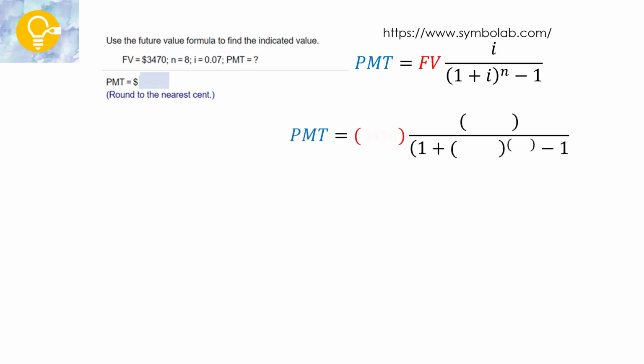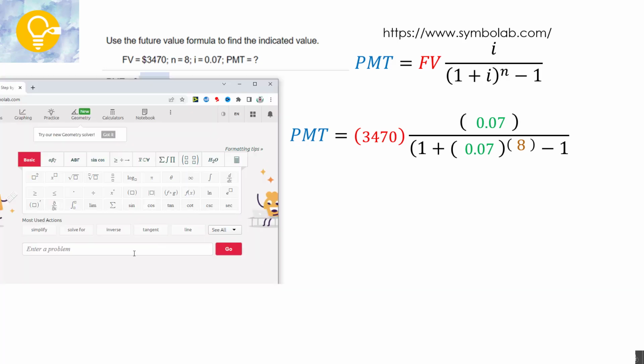Let's fill in what we know. The future value that we want is $3,470. The interest is 0.07, and then N is 8. Let's go to Symbolab and calculate. All right, we're going to put $3,470 and then a parentheses with a fraction. 0.07 is in the numerator or the top. Then we're going to have another parentheses, 1 plus 0.07, over arrow, the exponent is 8, and then over arrow, minus 1, and go.